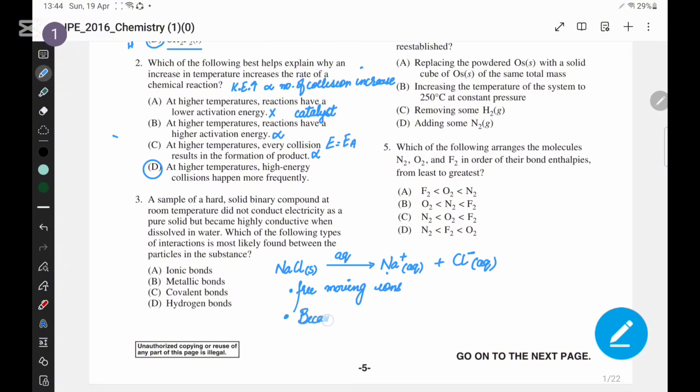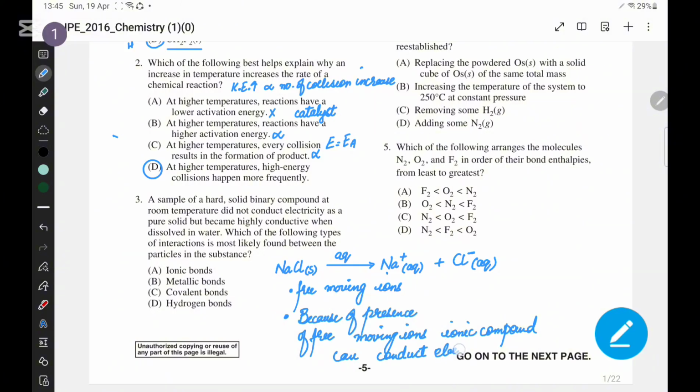So because of the presence of free moving ions, an ionic compound can conduct electricity in molten and in aqueous form. So the answer is going to be A.